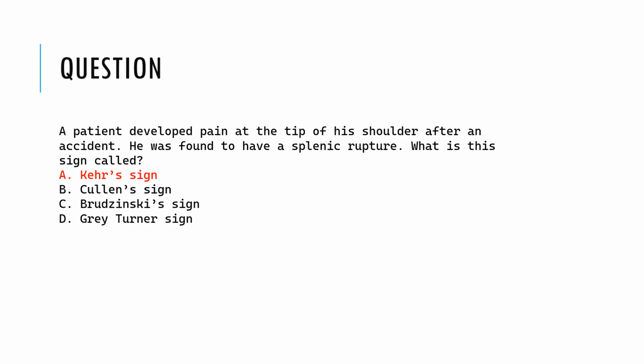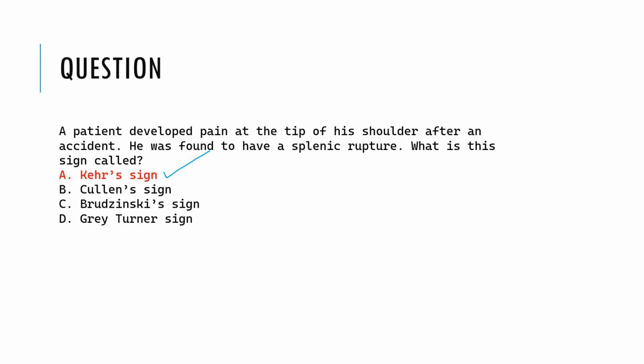So our question: a patient developed pain at the tip of the shoulder after an accident. He was found to have splenic rupture. What is this sign called? It's called Kehr sign. So what is happening? Because there is splenic rupture, there can be bleeding. So the bleeding irritates the diaphragm. The diaphragm is supplied by the phrenic nerve. The same dermatome is also on the tip of the shoulder. So that is why there is radiation of pain to the tip of the shoulder. This is called Kehr sign.